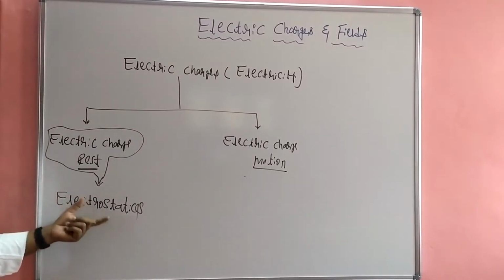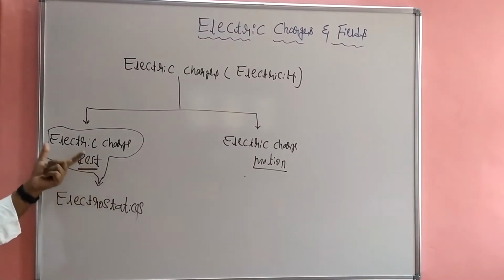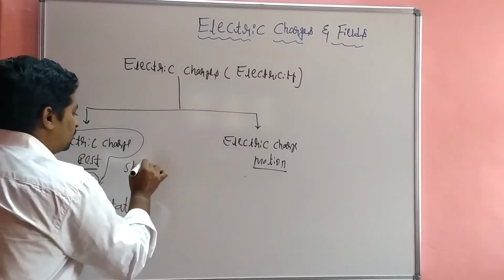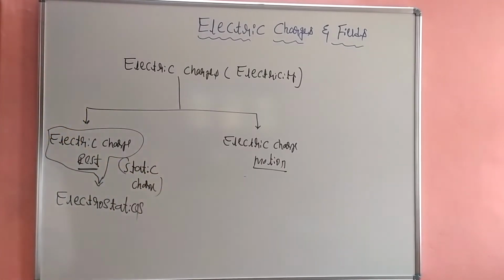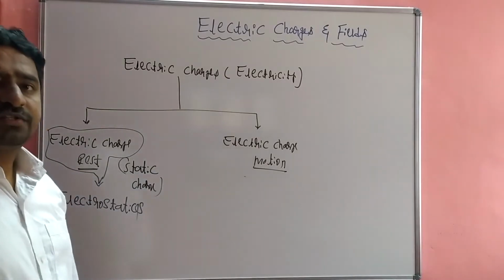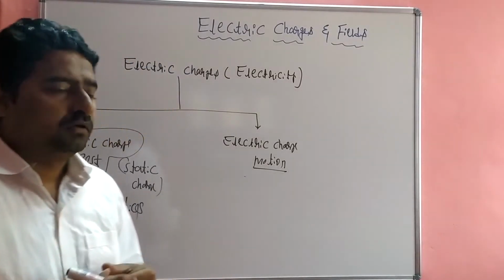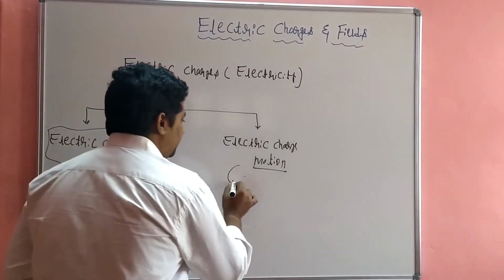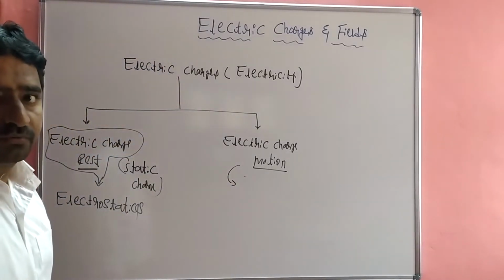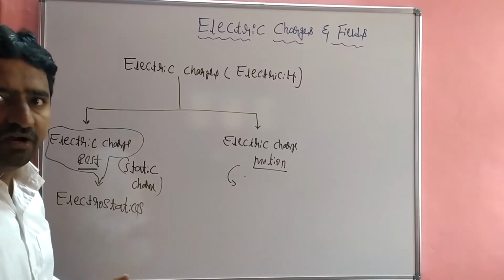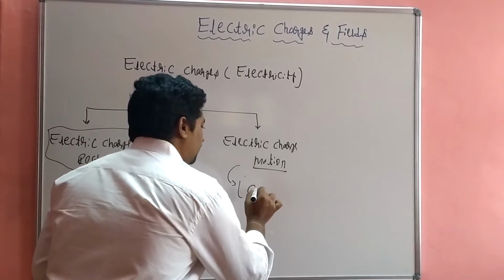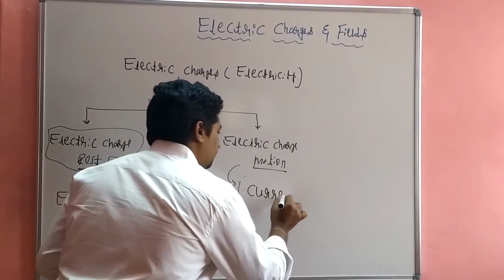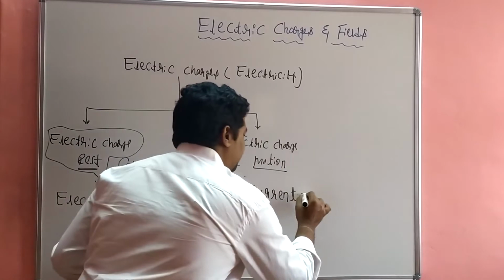Electrostatics is a big branch of physics that completely studies static charges, static or rest, both are similar. Then, if the charges are in motion, it produces current electricity, and it also produces the phenomenon of magnetic field. That branch is called current electricity.